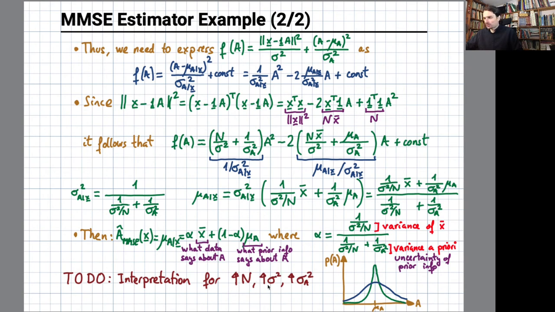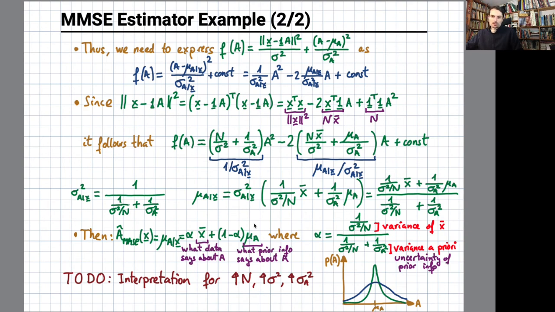On the other hand, if sigma square is high, our data is very noisy, then we can see that alpha will be small, and therefore we need to pay more attention to what our prior information is saying. Okay, and finally, if sigma a square is large, it means that our prior information is very uncertain. This term is large, therefore this is small, and alpha becomes close to 1. This means that we need to almost disregard our prior information and focus on what the data says about the parameter.